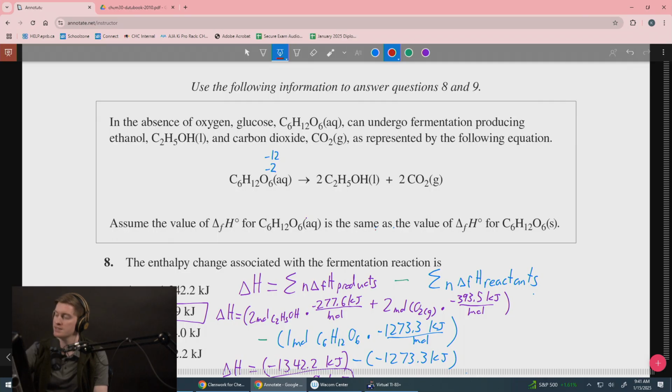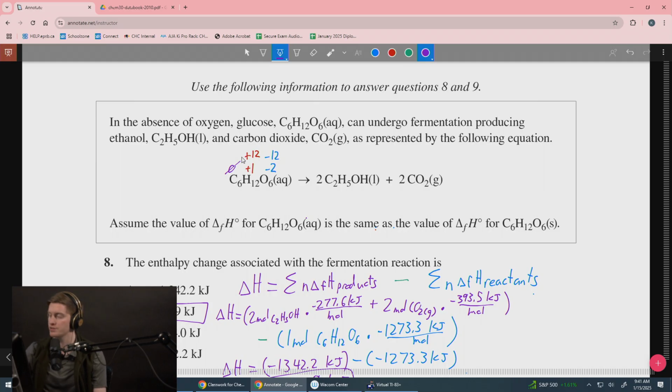Hydrogen, unless it's part of a hydride or the hydrogen element, has an oxidation state of +1. I've got 12 hydrogens, so that's an overall oxidation state of +12. This is a neutral molecule. There's no charge on any of the molecules in this reaction, so the oxidation numbers should all add up to 0. +12 and -12 already add up to 0, which means that the oxidation state of the carbon as part of glucose is 0. That's our starting oxidation state.